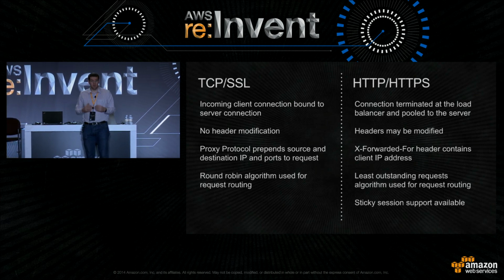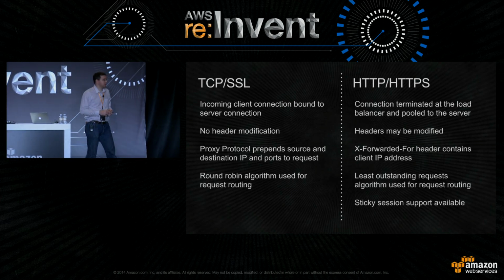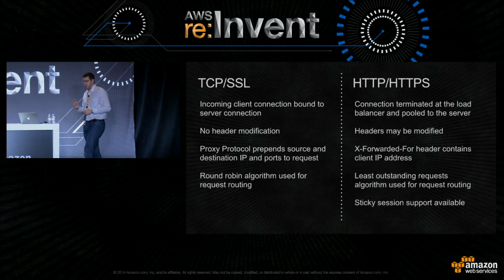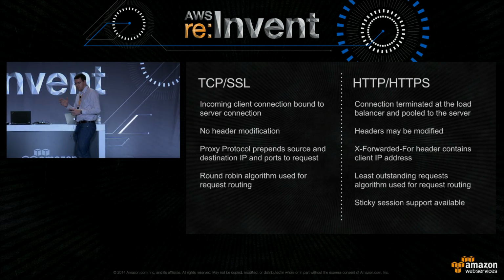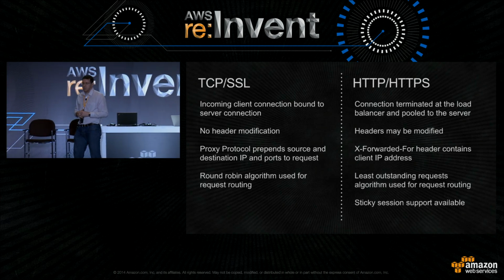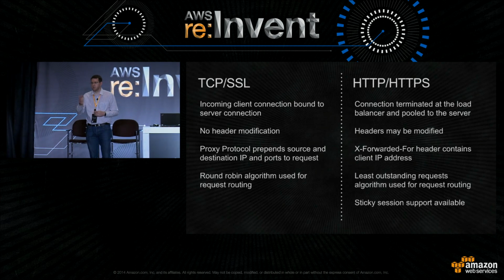The reason for that is we obviously have no connection pooling. We don't look at the request. We can't do least connections in that fashion. So we do round robin using TCP. And then on the HTTP side, we use the least outstanding requests algorithm, which basically means each load balancer will receive a request. The one with the fewest outstanding requests will receive the next one.